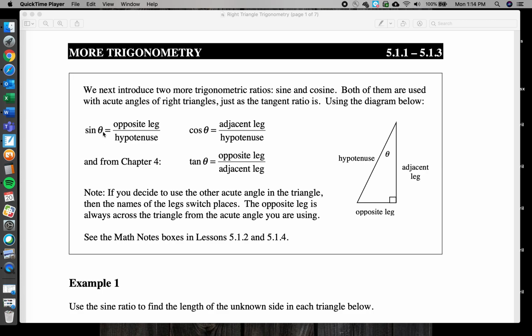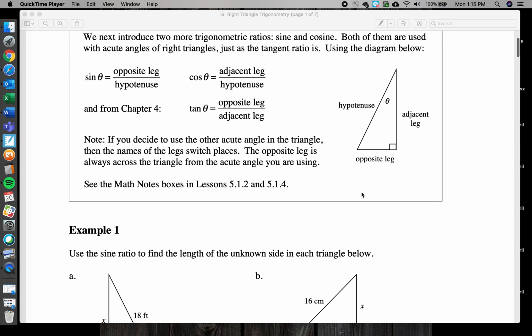Remember that the sine of some angle, this is theta, is the ratio of the opposite leg over the hypotenuse. The cosine ratio is the adjacent leg over the hypotenuse, and the tangent ratio is the opposite leg to the adjacent leg. Whichever of the two acute angles you're using, in this case we're calling this one theta, that's how you determine which leg is opposite and which leg is adjacent. The hypotenuse is always directly across from the 90-degree angle. Just a reminder on that.